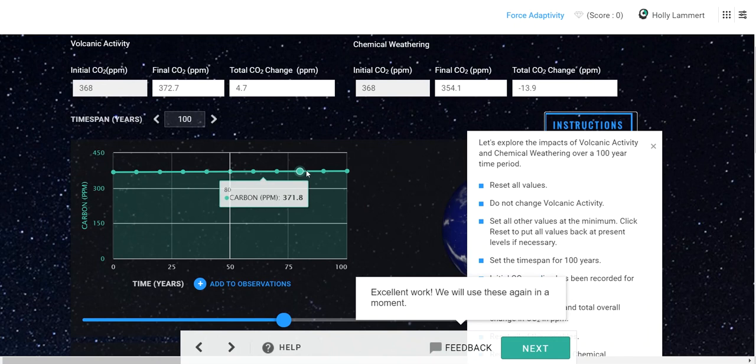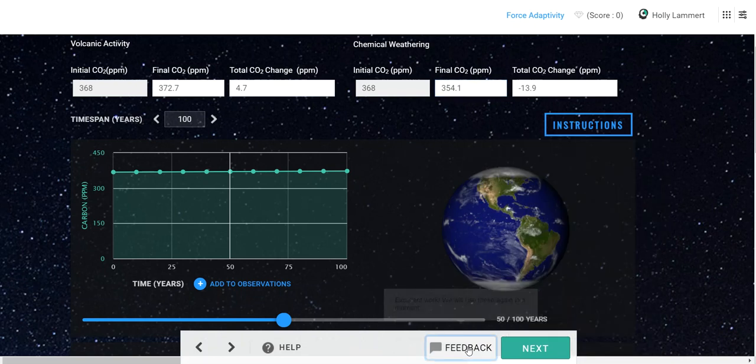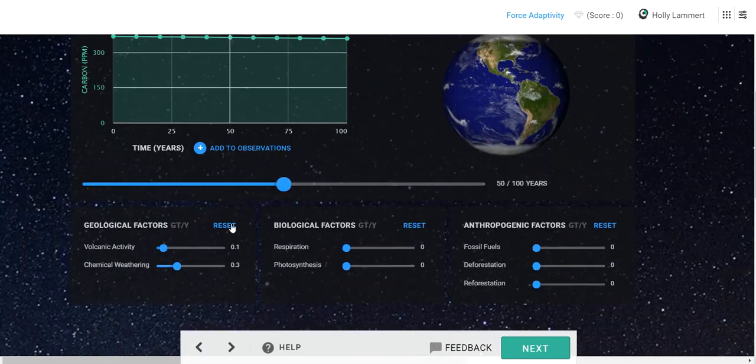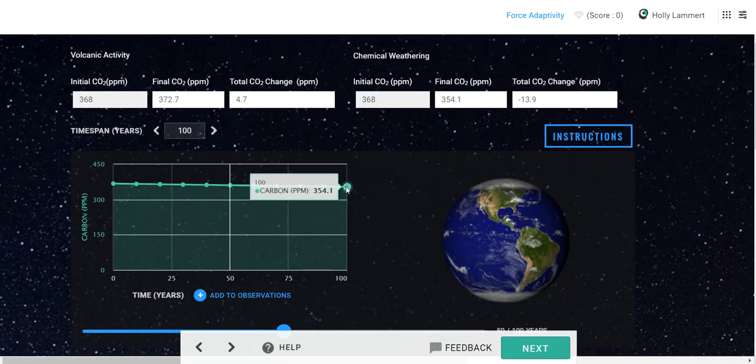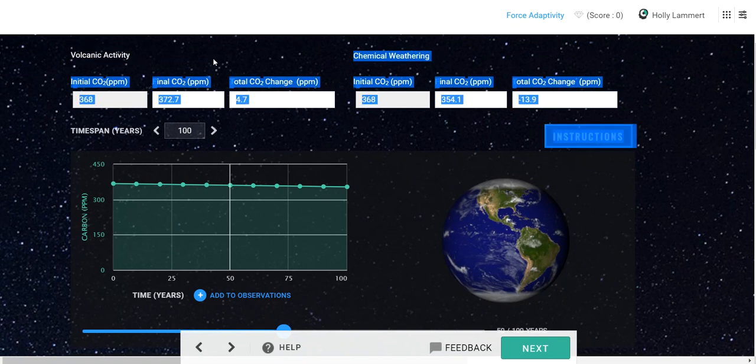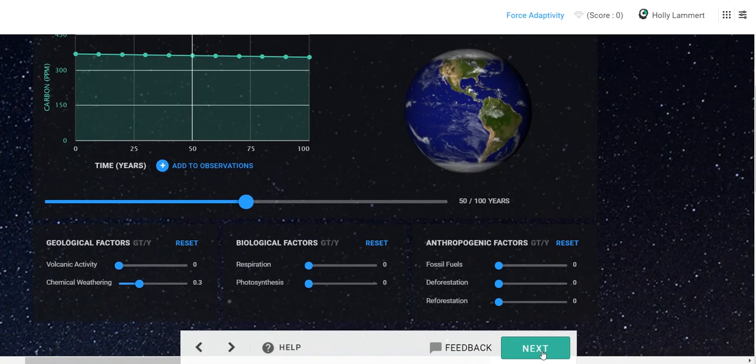So we go from 368 to 372. The change there is 4.7. And then we'll do that same thing for chemical weathering. So reset these values, set volcanic activity to 0, and then measure out 354.1. Calculate your total change. It drops, so that's negative. And that makes sense because chemical weathering is a sink, volcanic activity is a source. So you would expect CO2 to increase for volcanic activity and CO2 to decrease for chemical weathering.